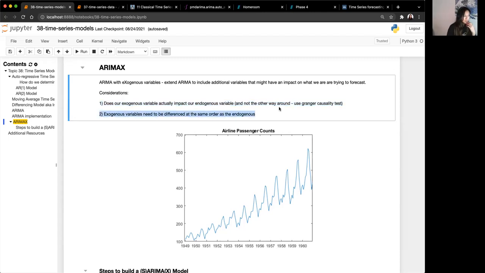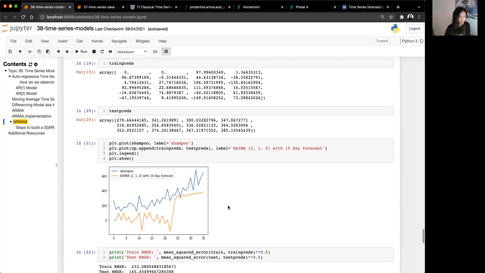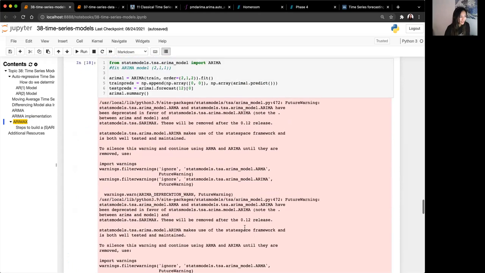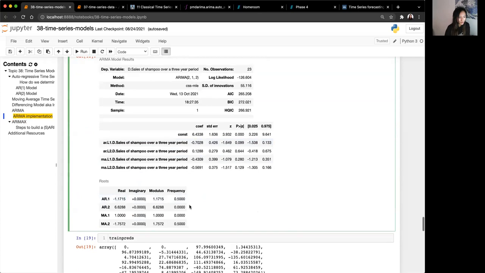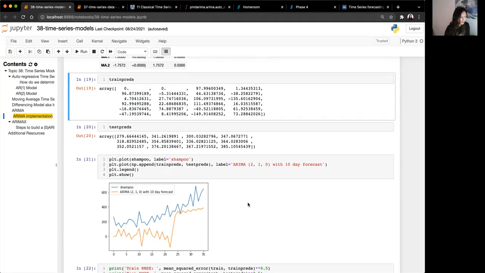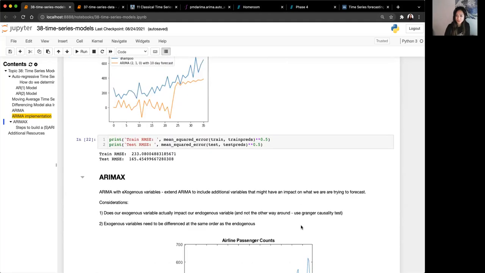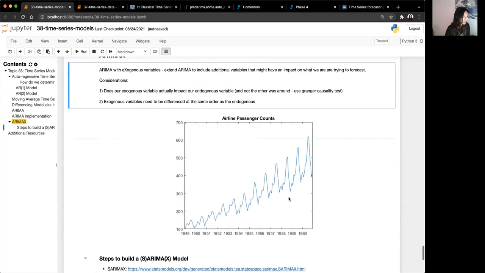Exogenous variables also need to be differenced at the same order as your endogenous variable. Now, this effect of differencing, as you saw here, which I didn't really point out, I was still feeding in my same train set. Even though it's being differenced, when I output my predictions, they are still undifferenced. So from that, you don't have to worry about differencing your data. Even though it needs to be differenced at the same order, that's usually not something that you have to look into and consider.